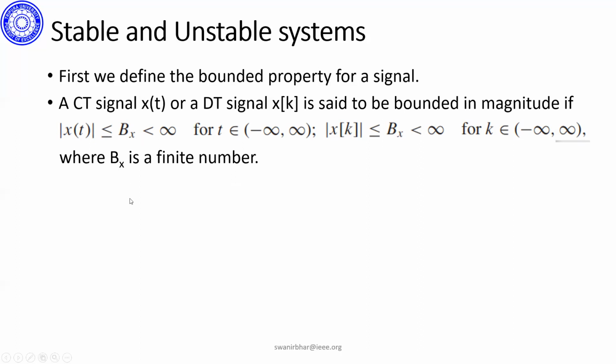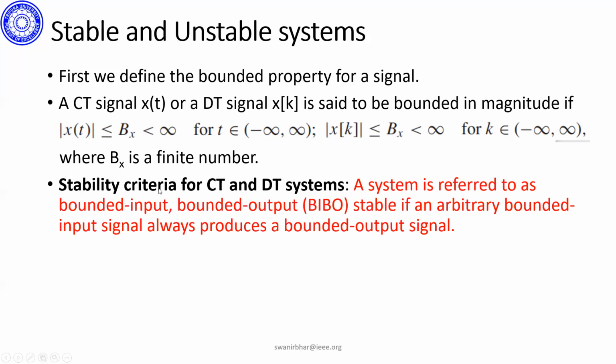So we have to know this Bx. If Bx is a particular value, then we know it is a finite system. The stability criterion for continuous time and discrete time systems is that a system is referred to as having bounded input and bounded output, and is stable if an arbitrary bounded input signal always produces a bounded output. So the stability criterion is met means if you have a bounded input like Bx and you have a bounded output like By, then x has to be less than Bx and y has to be less than By.